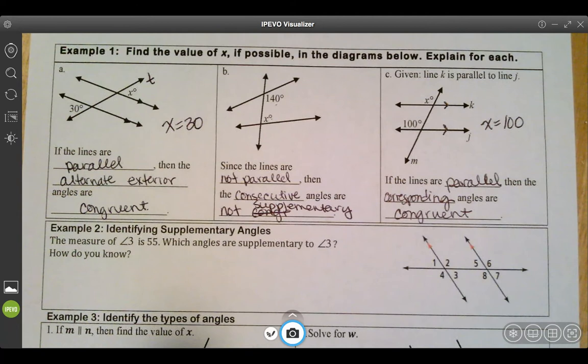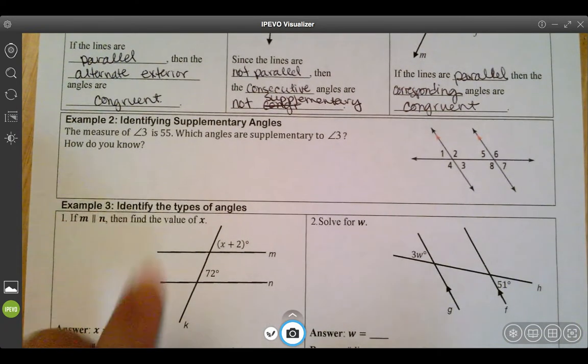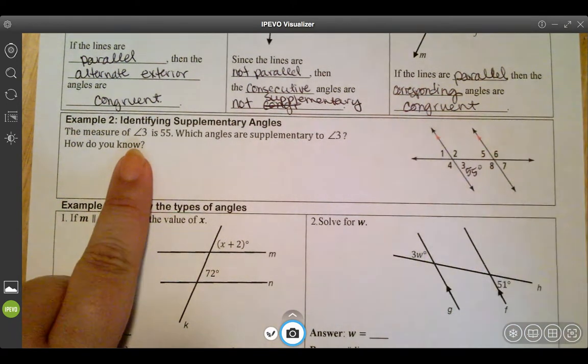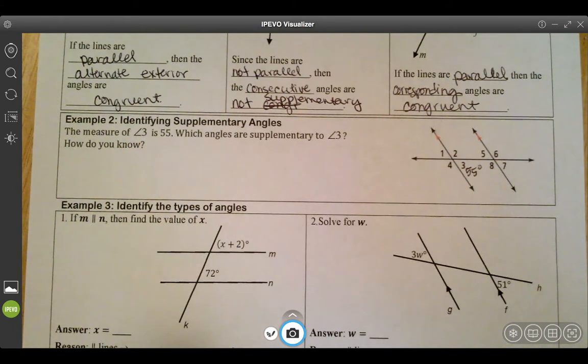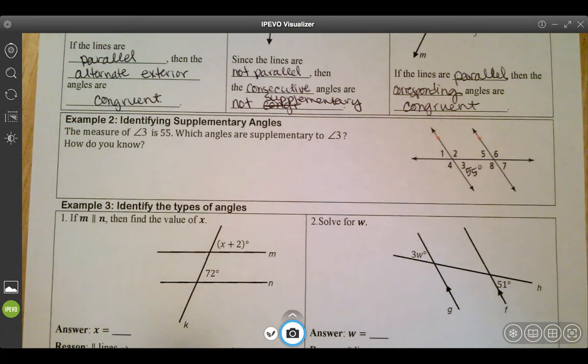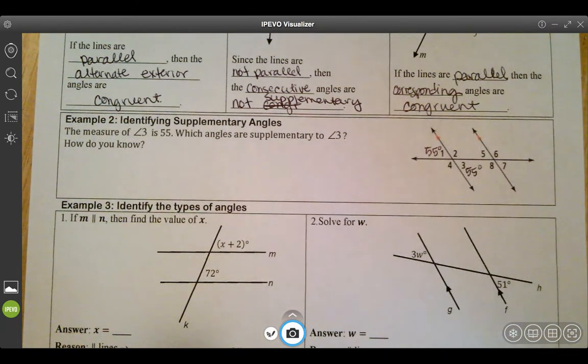Let's take a look at example 2. In example 2, we know that the measure of angle 3 is 55 degrees. As soon as I know it, I'm going to mark it on my diagram. Which angles are supplementary to angle 3, and how do you know? Well, we know that angle 1 and 3 are vertical. If they're vertical, are they supplementary? No, vertical angles are congruent. That means angle 1 is also 55 degrees.